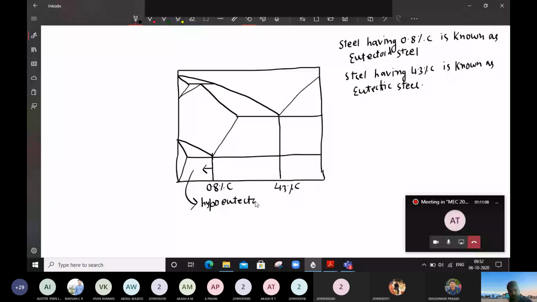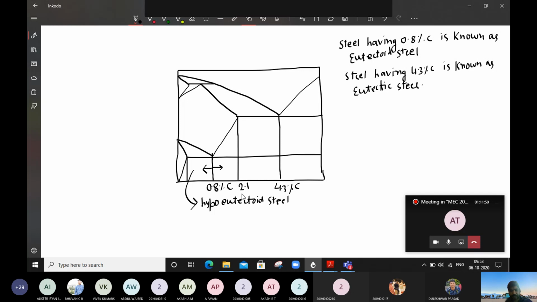So what is hypoeutectoid steel? Steel having carbon less than 0.8. From 0.02 to 0.8, we are having this hypoeutectoid steel, and from 0.8 to this point, this is 2.1. Any steel which has carbon greater than 0.8 but less than 2.1 is known as hypereutectoid steel.